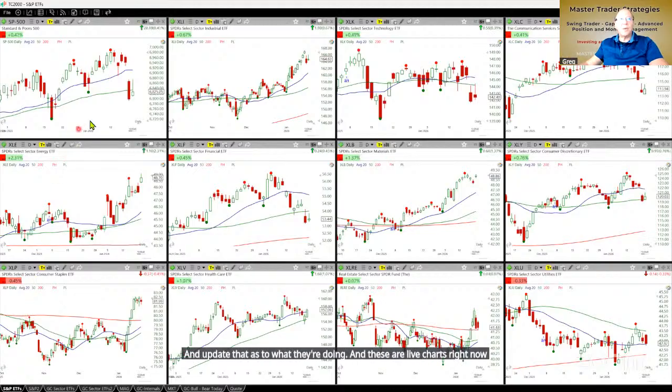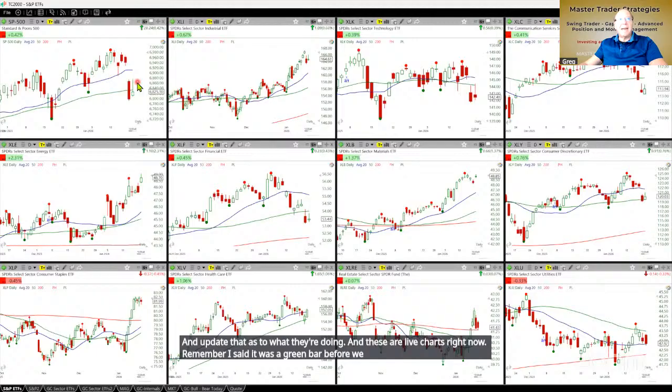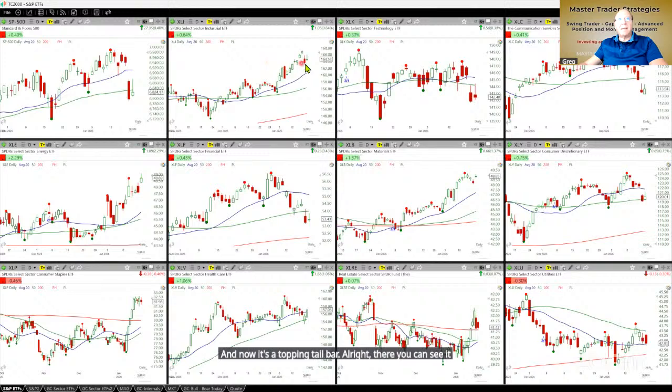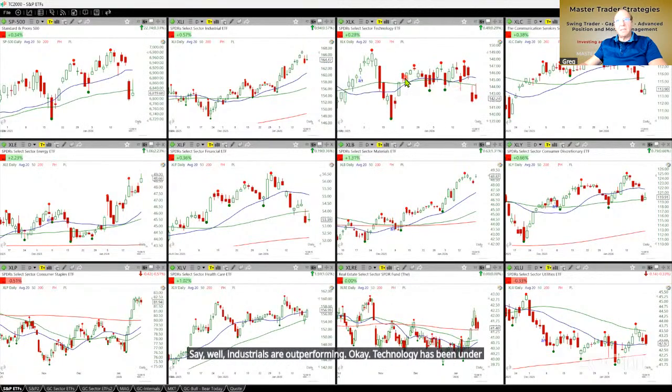Remember I said it was a green bar before we started, and now it's a topping tail bar. And there you can see it. And industrials, topping tail bar. So as we look at these charts, we say, well, that one broke major support. It's no longer in an uptrend. I have to be objective about that. Now, as we look at these, say, well, industrials are outperforming. Okay. Technology has been underperforming and it's just been this sideways mess.